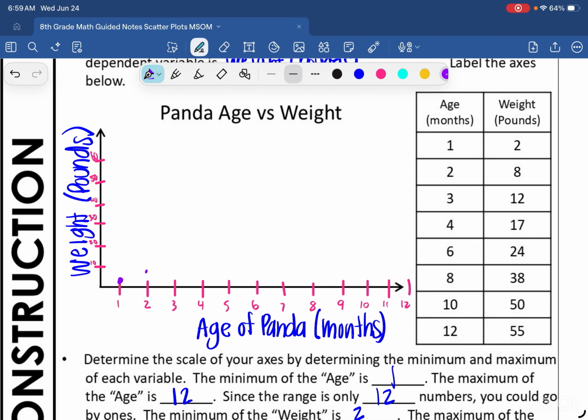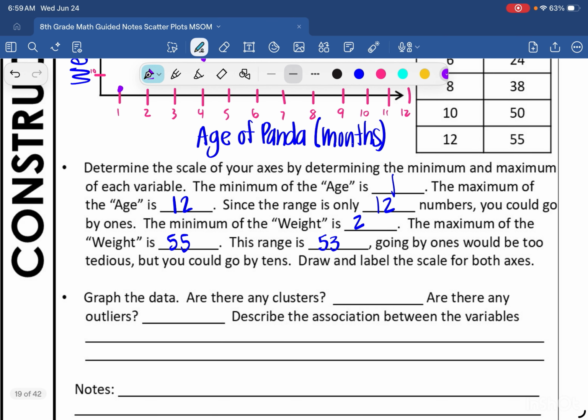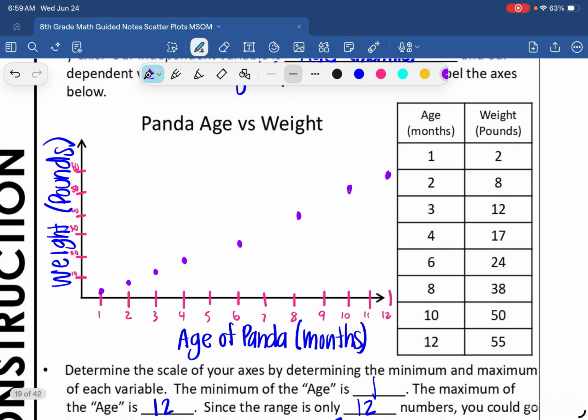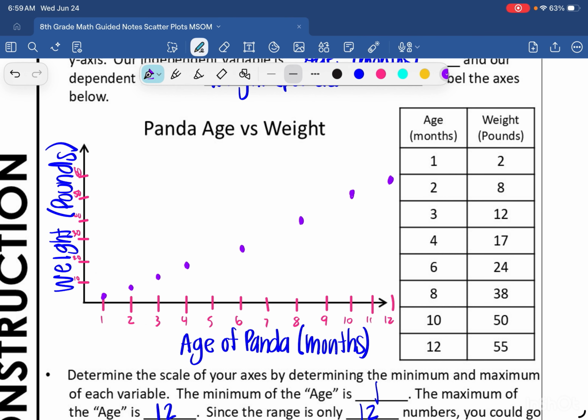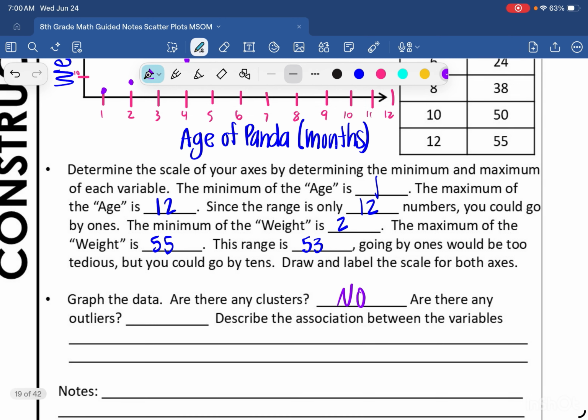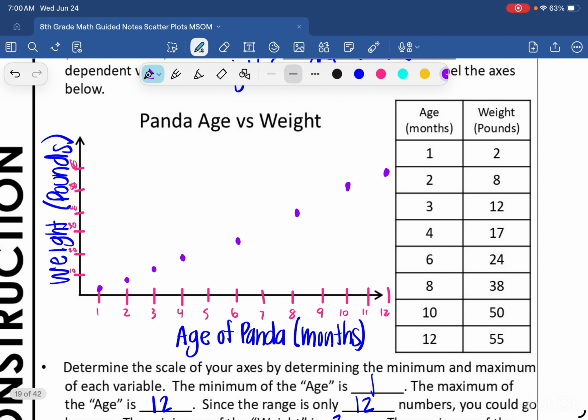We'll just go through and graph it as best as you can. Your scatter plot should look similar to this once the points are graphed. Are there any clusters? So are there any groups of points that are really close together? No, I would say there are no clusters. Are there any outliers, or are there any data points that are way different from the rest? And I would say no, there are no outliers.